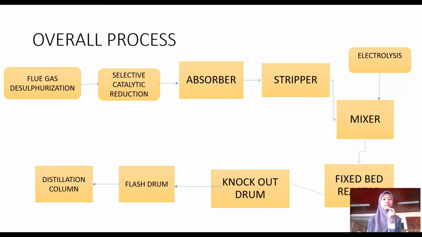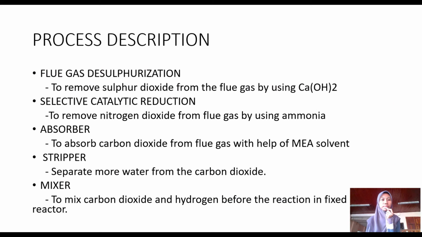So this is the overall process. Start from flue gas desulfurization, selective catalytic reduction, absorber, stripper, mixer, fixed bed reactor, knockout drum, flash drum, and the distillation column. So this is the process description.